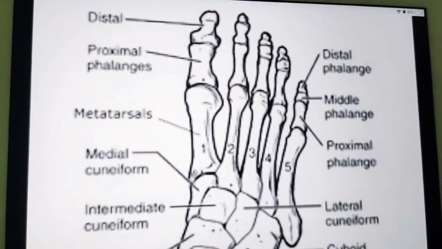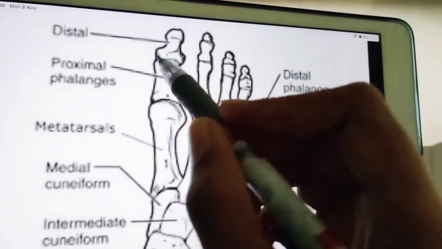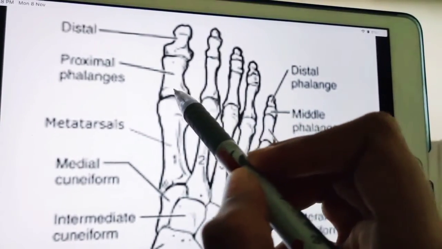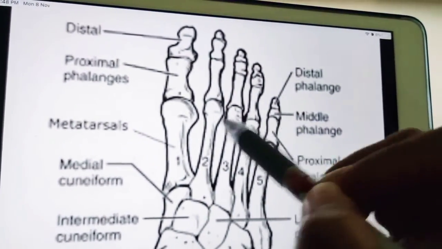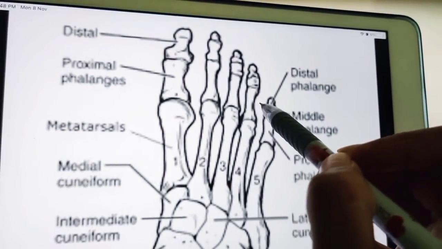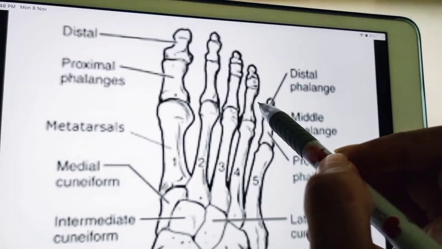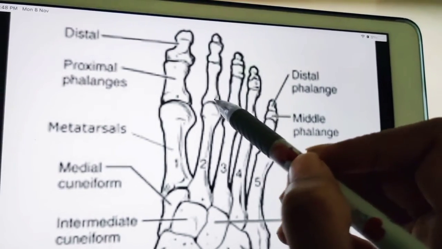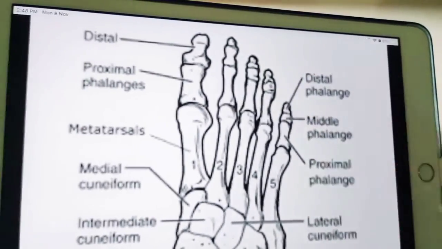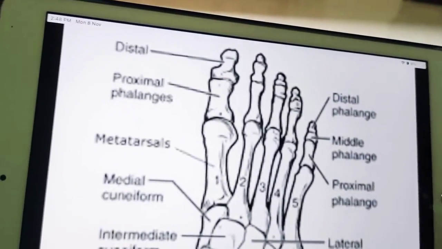Let's come to the base of proximal phalanges. So this is the proximal phalanx, right? For this base, in the second, third and fourth toes there are a lumbrical muscle on the medial side and an interosseous muscle on each side. So lumbrical and interosseous muscles are attached on the base of proximal phalanges.